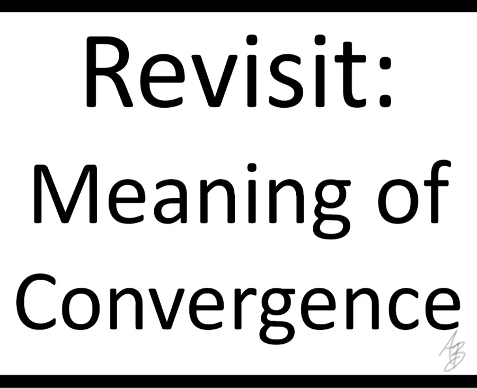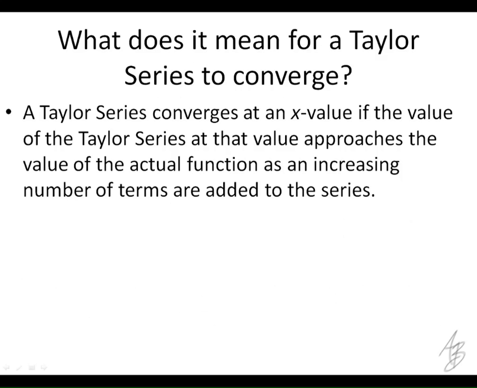So what I want to do real quick is talk about what it means for them to converge, because this is an important idea to know before we move on to figuring out when they actually do converge. So what we're going to do here is look at some series, and the idea is a Taylor series converges at a particular x value.